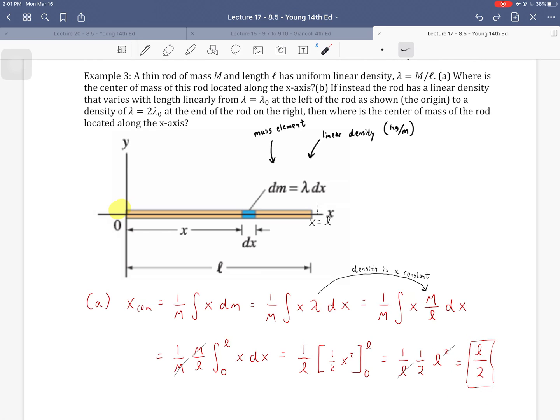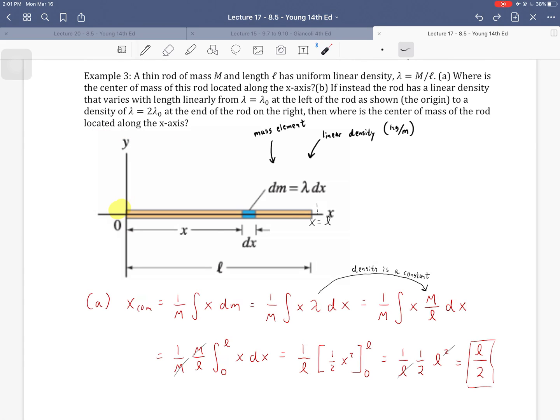So in part B, we have, if instead the rod has a linear density that varies with length, and it's going to vary from a value of lambda naught at one end to a value of 2 lambda naught at the other end. So in other words, it gets twice as dense as you go from the origin to the far end. In that case, where is the center of mass of the rod located? Where is it located along the x-axis?